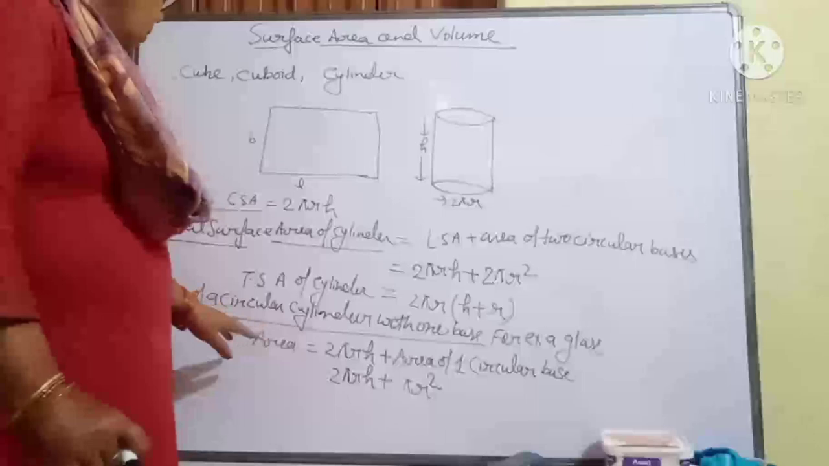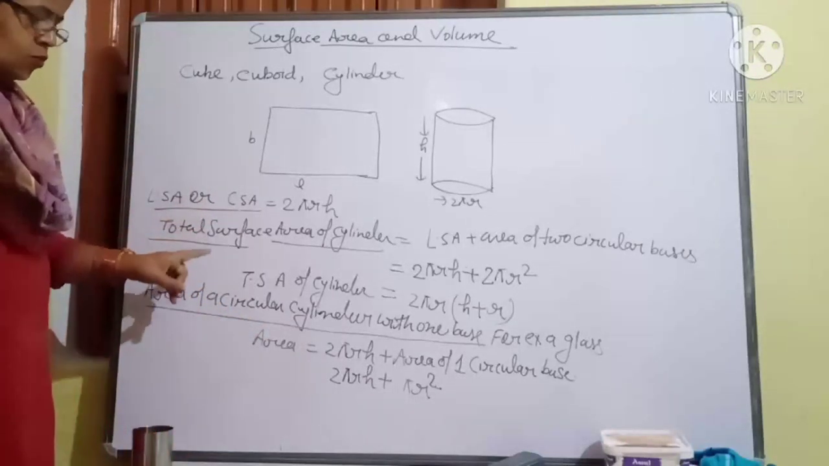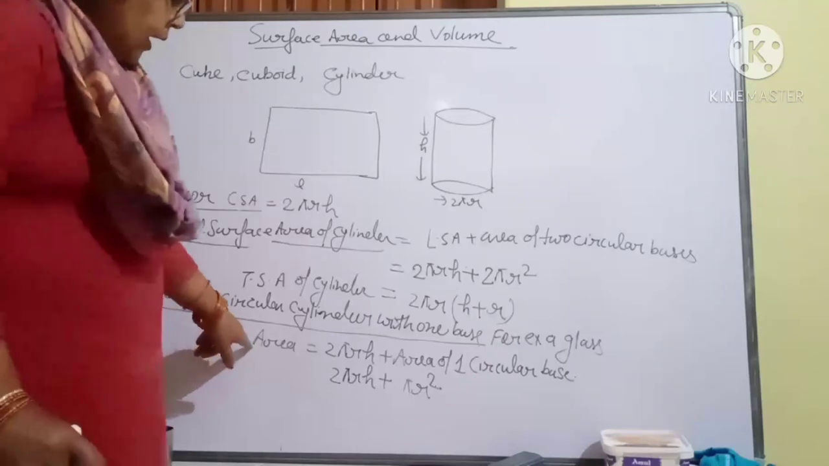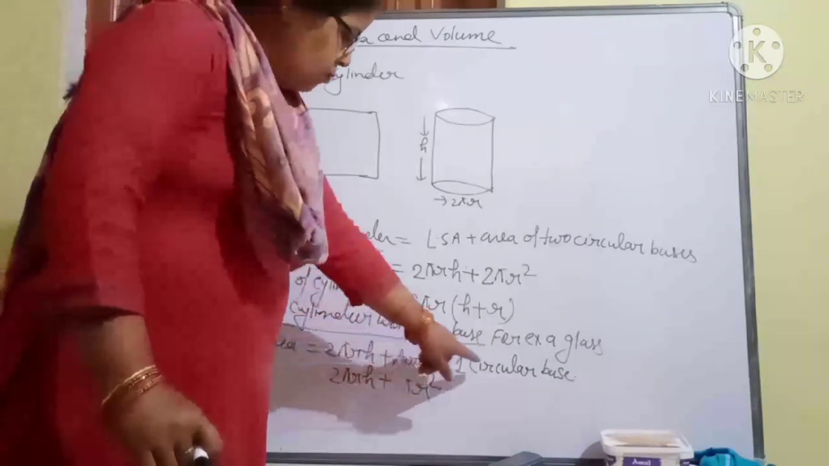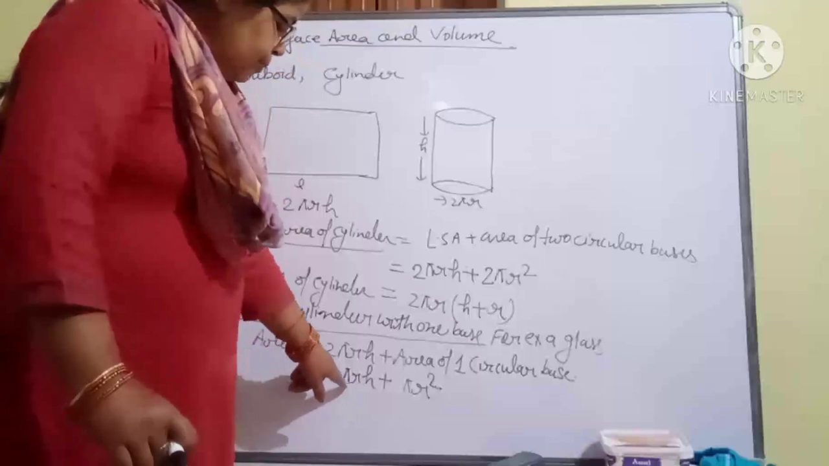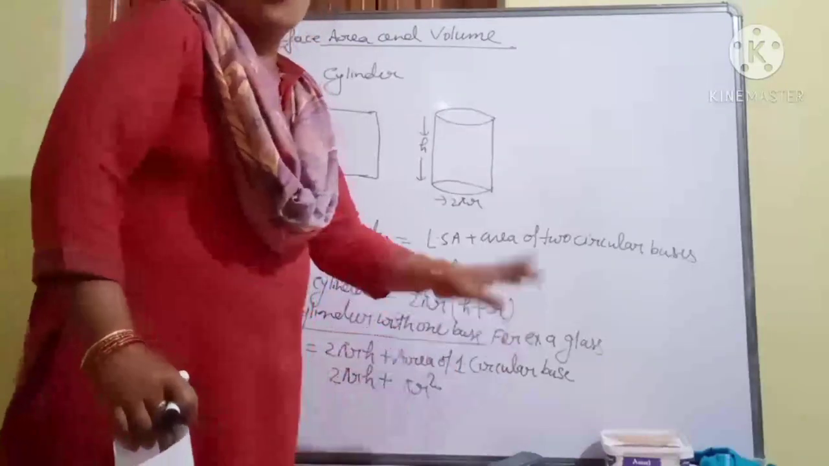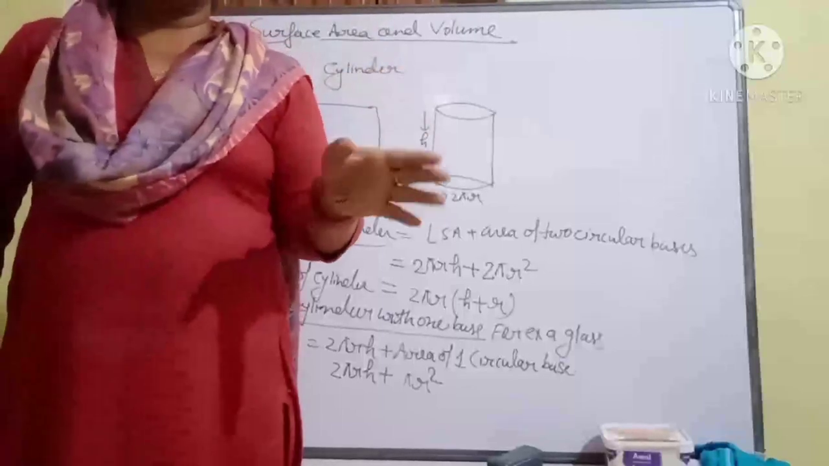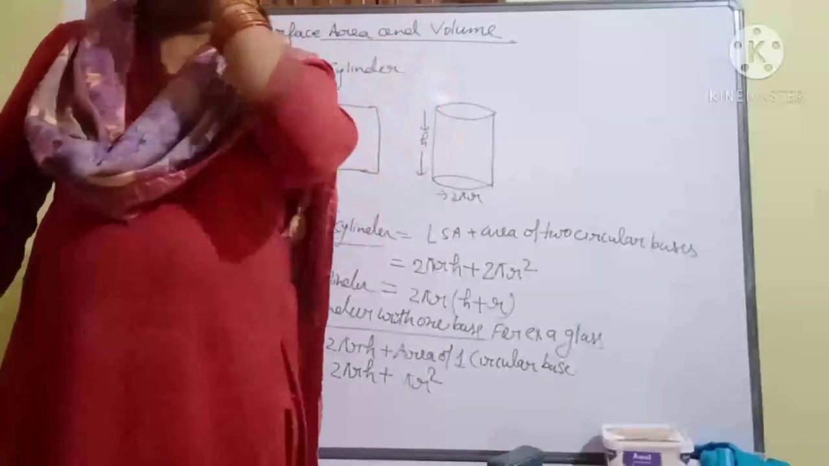Okay. Now if there is only one circular base in the cylinder, at that time what will be its area? Okay, 2 pi r h plus area of one circular base. So it will be 2 pi r h plus pi r square. So with the help of these formulas we can calculate the TSA or CSA of the cylindrical object.